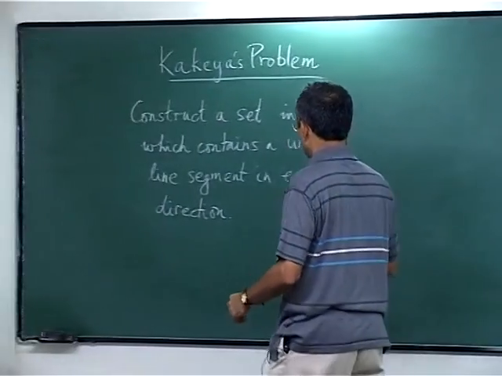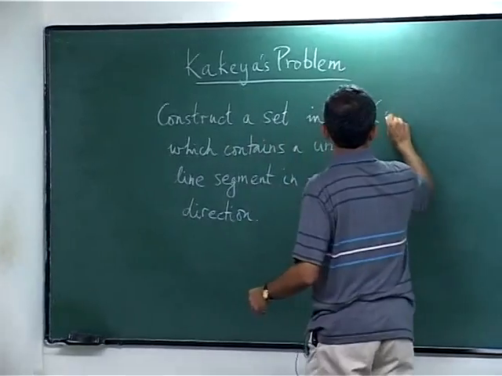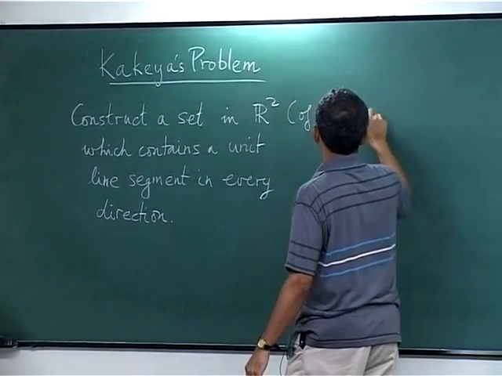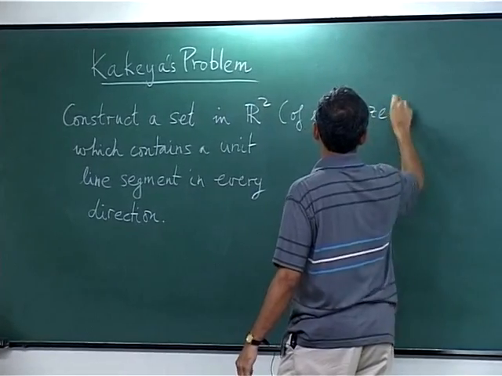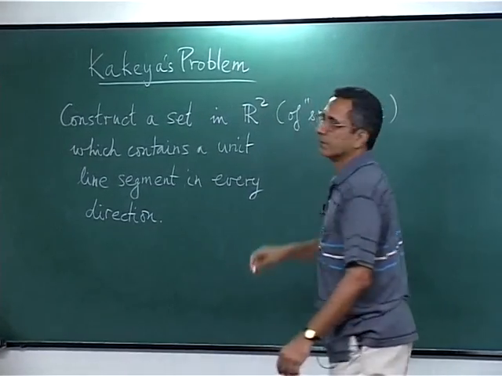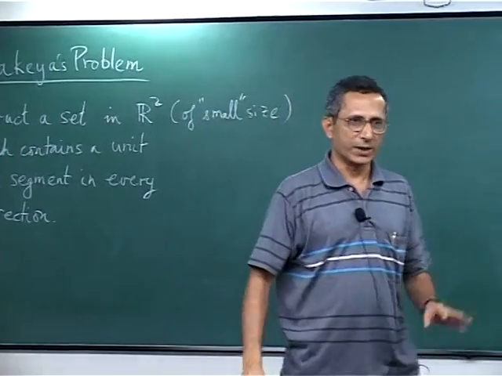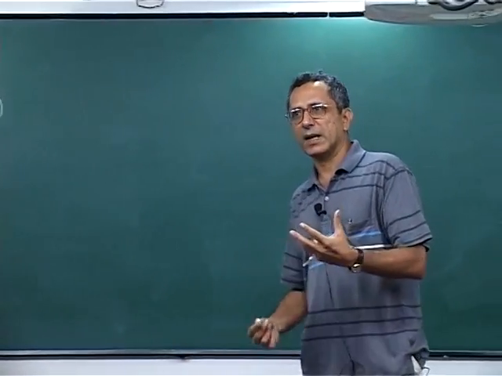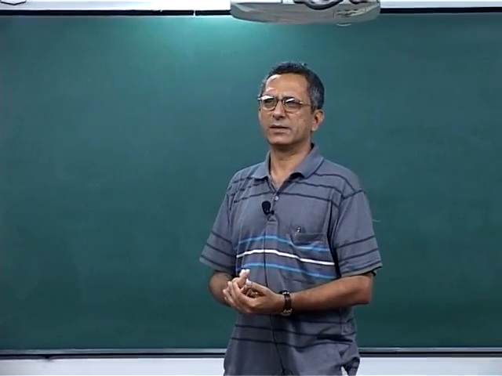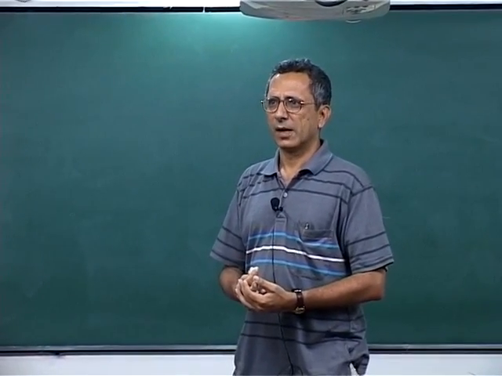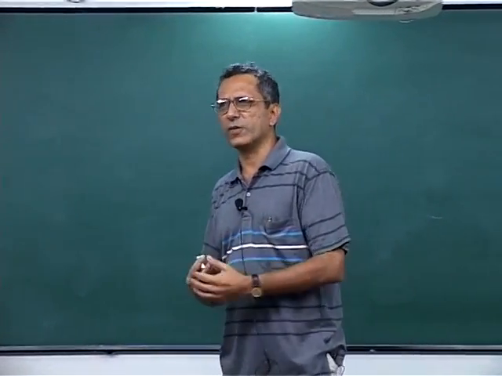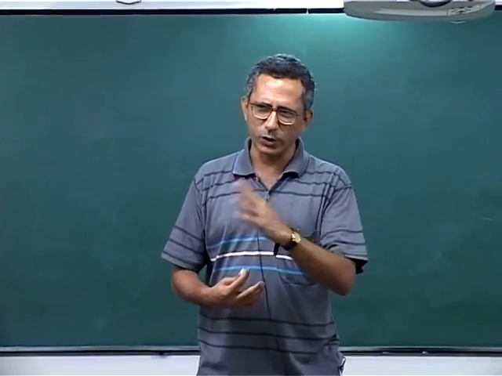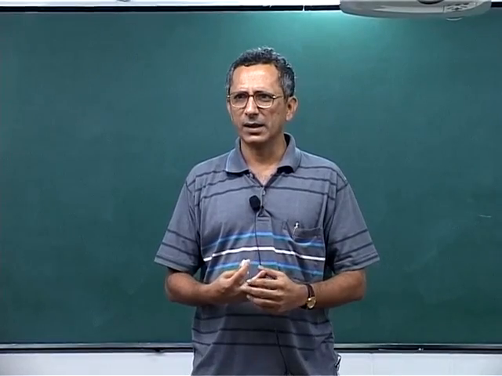But the goal is to construct a set in R2 of small size. The question of how you measure the size is a different matter, but you want to construct a small subset. So what is an obvious construction? How would you construct a subset in R2 which contains a unit line segment in every direction?